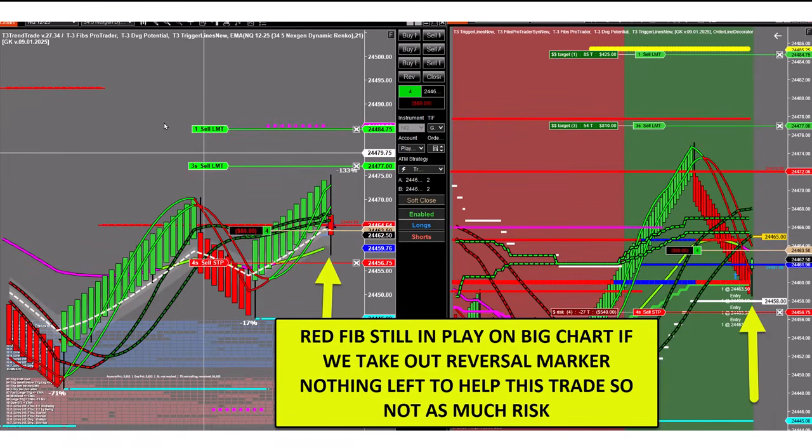So as we roll on, there was another system trade here. And because there's a red fib still in play, the triggers weren't quite as strong. This is one that I would definitely put the stop below the reversal bar marker. If it goes, great. If it doesn't, you don't lose as much in this situation.